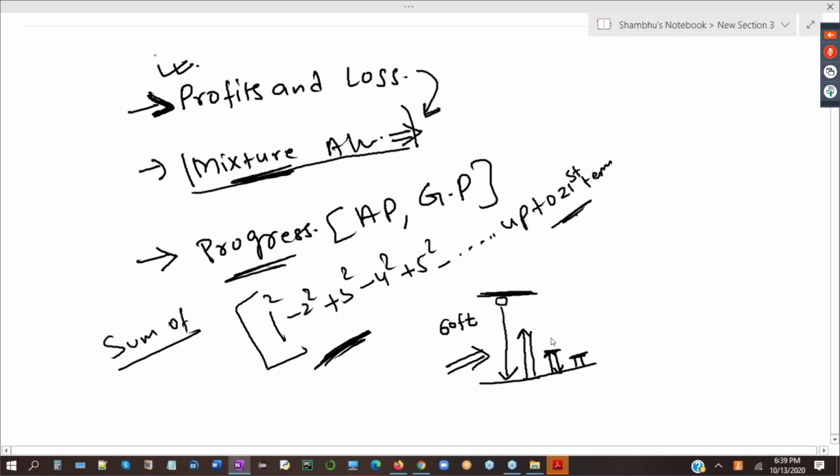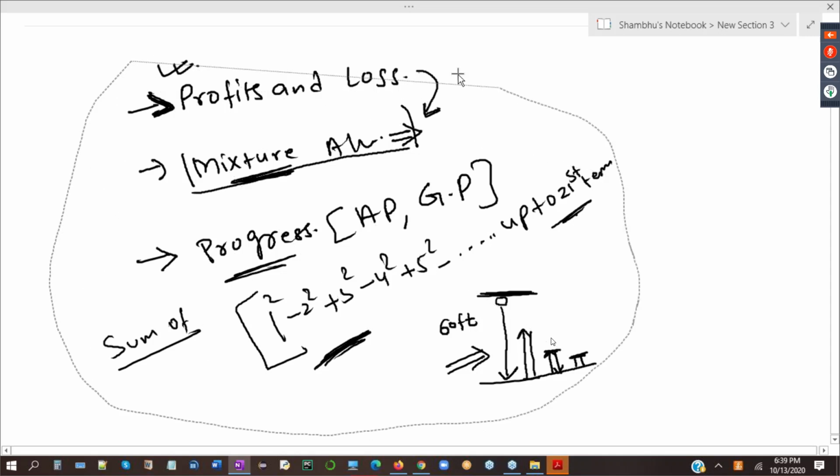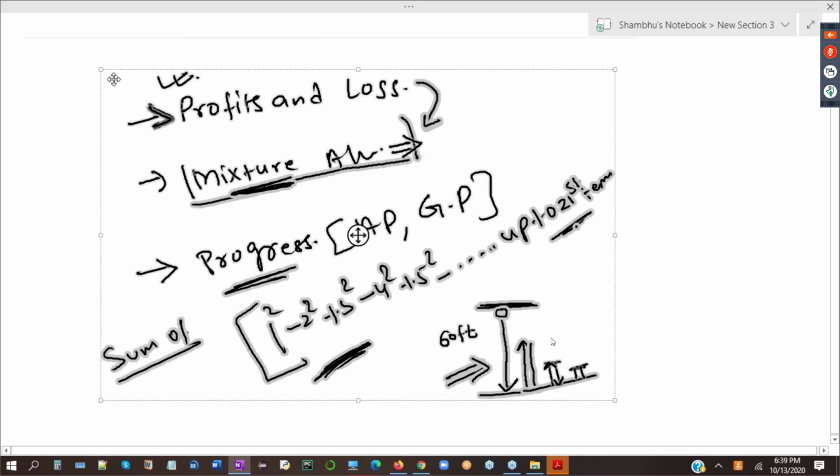So right now, I will go with profits and loss. I will try to finish as soon as possible. A few questions I will do here, and a few I will give you as homework assignment, as I have already uploaded a profits and loss assignment. You have to download it from the Facebook page and start doing it. And then I will go to mixtures and allegation.